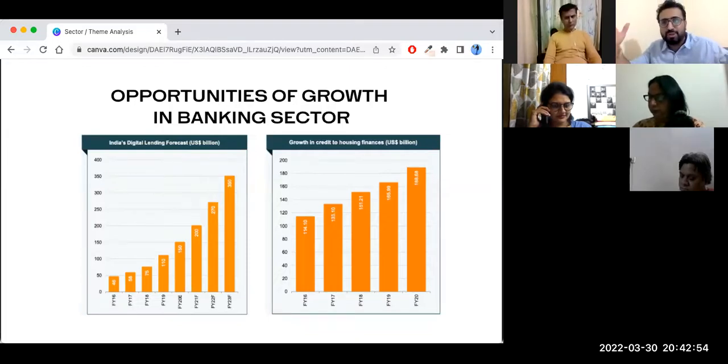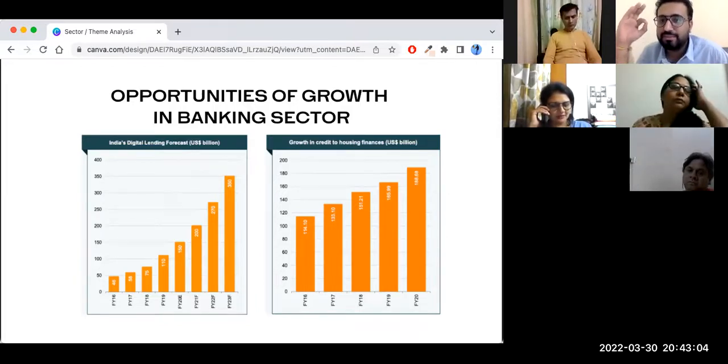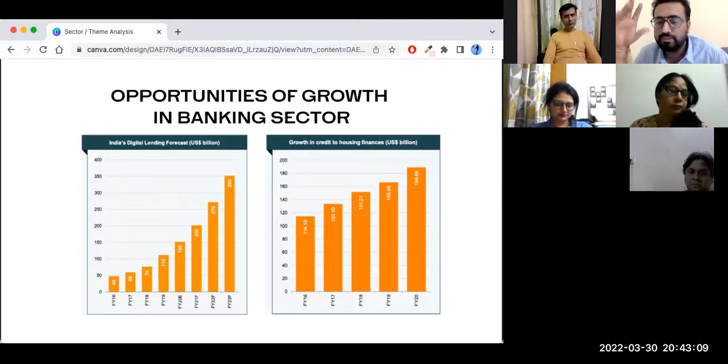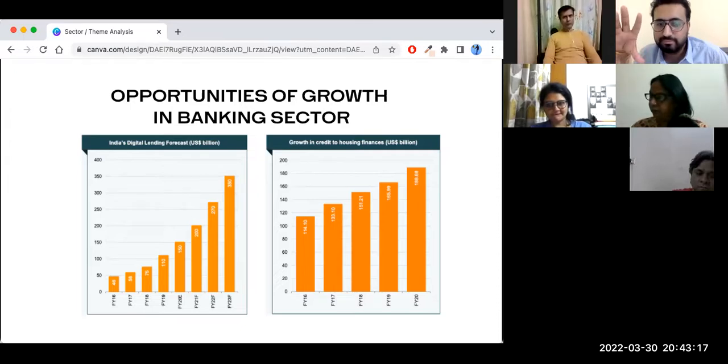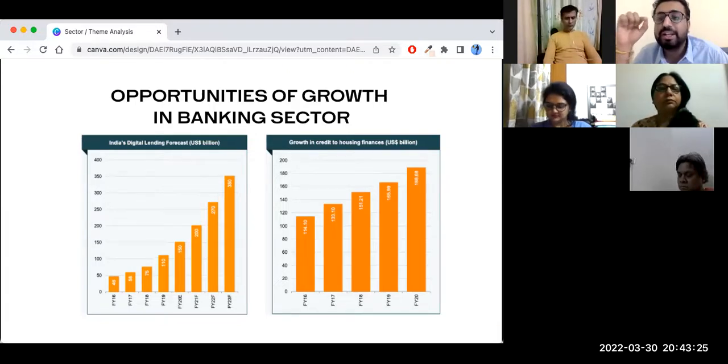Now I have a very simple question for you. If the market is doubling in 2.5 years, what is the growth rate of the digital lending market? 2 to 2.5 years, it's doubling. Close to 30 to 35%. 72 divided by 2.5, close to 30%. The digital lending market is growing at 30%. Amazing growth it is having.